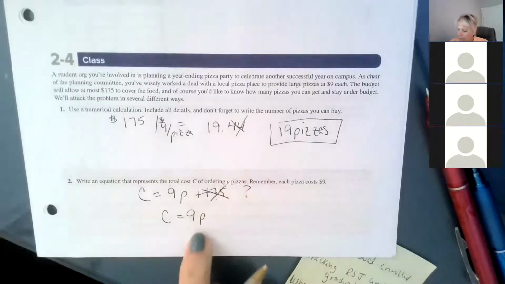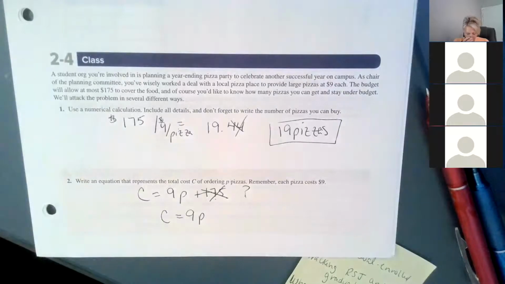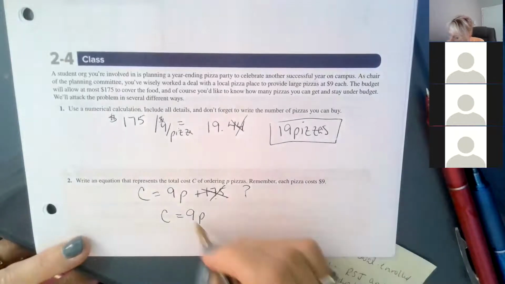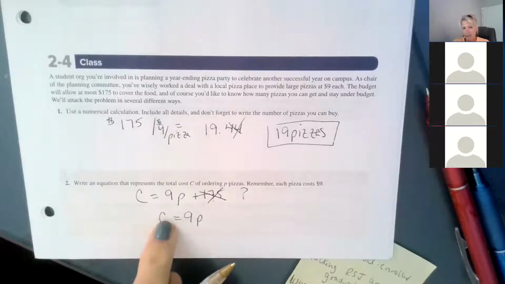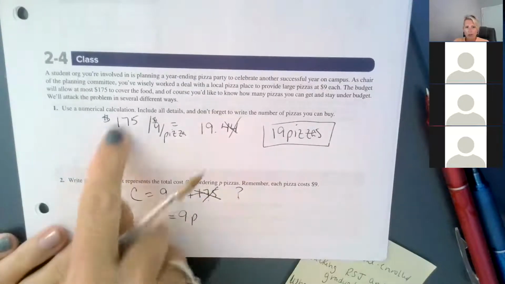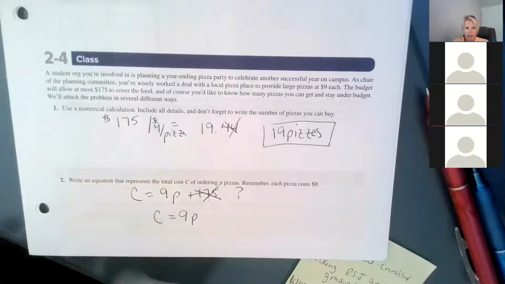So let's say we bought the 19 pizzas, 19 times 9. If we bought 19 pizzas, that would be $171. So that would be our cost. But we're trying to hold our cost C to 175 because that's all they've allowed us.